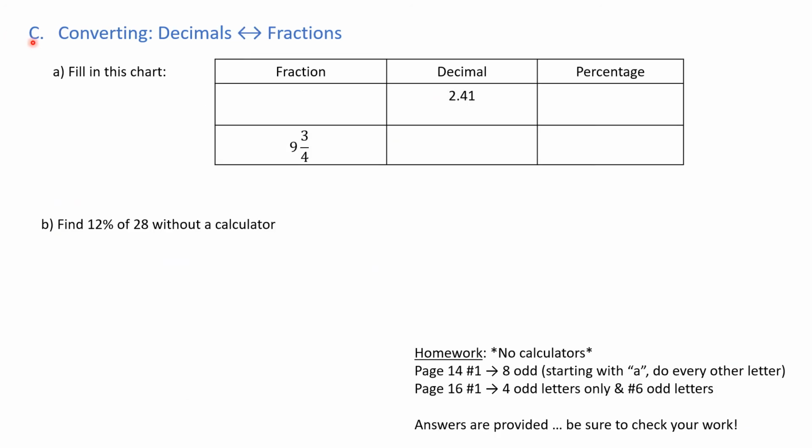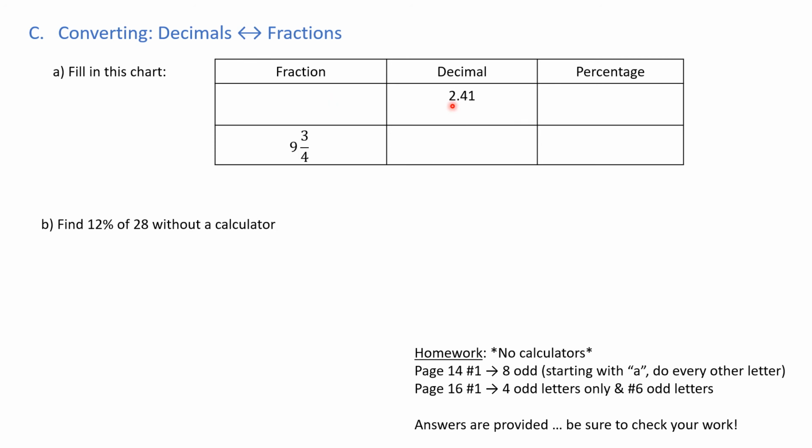Part C, that's our last part for today, converting back and forth between decimals and fractions. That's what we're doing here. And this helps us to understand what a rational number really is. So we're only given the decimal here, 2.41. Now rationals can be written as decimals or fractions. So let's figure out how to do that. How do we get it from a decimal to a fraction?